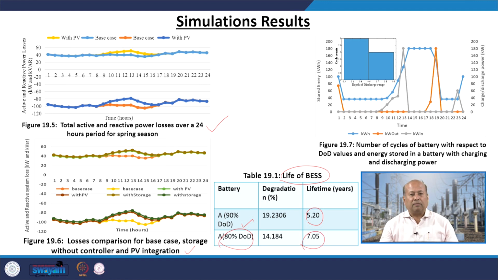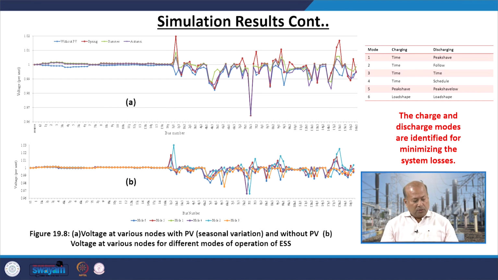But we are fortunate, even after 5 years, the battery is working very successfully after integration. Now we can get into voltage of various nodes with PV and without PV for different modes of operation of the ESS. These are the two case studies we can understand, with PV and without PV, for figures 19.8A and 19.8B. The charge and discharge modes are identified for minimizing the system losses. So, what time it needs to be charged and what time it needs to be discharged.